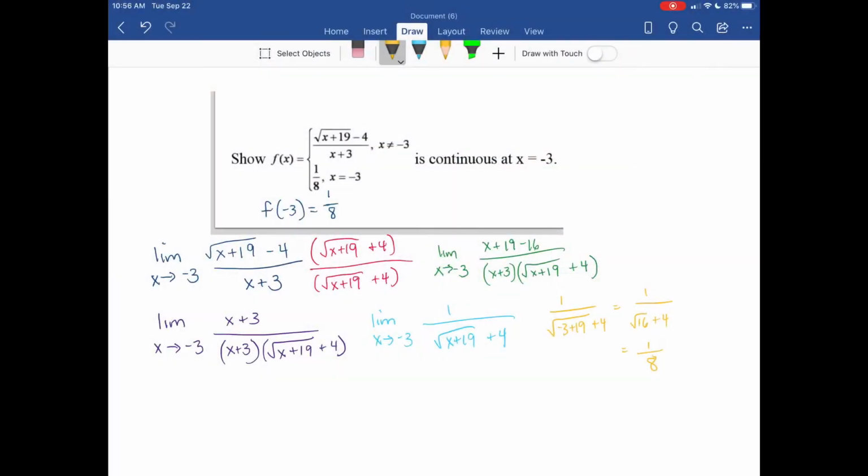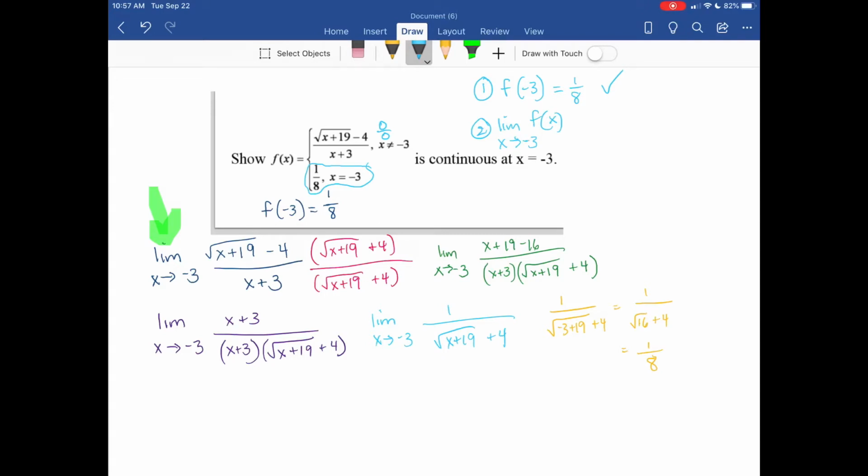So here they asked us, in this example, to verify that this function f of x is in fact continuous at x equals -3. And if I am defining continuity, the first thing is, does f of -3 exist? And if I look, of course it does. They tell me what it is. It's 1/8. Check.